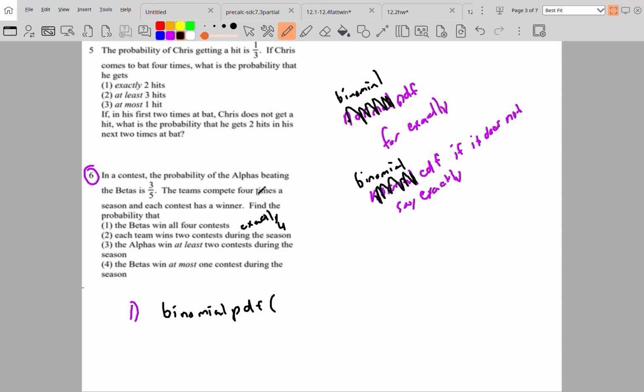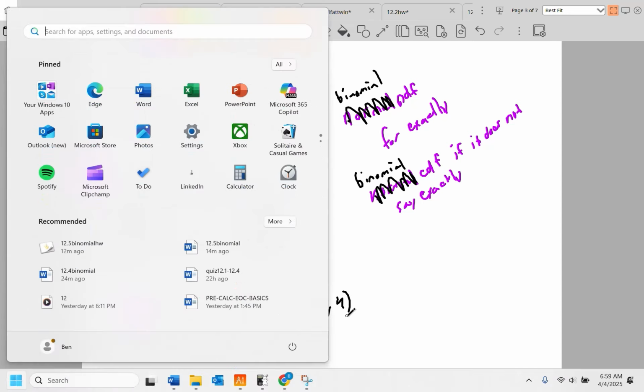The teams compete 4 times a season in each contest and winner. Now, the probability of the alphas beating the betas is 3 in 5, which means that the betas is going to be 2 in 5, okay? The teams compete 4 times a season, so there's going to be a 4. 2 in 5 is your probability. We're looking for 4 successes, right? Exactly 4. And that should be how it lays out.